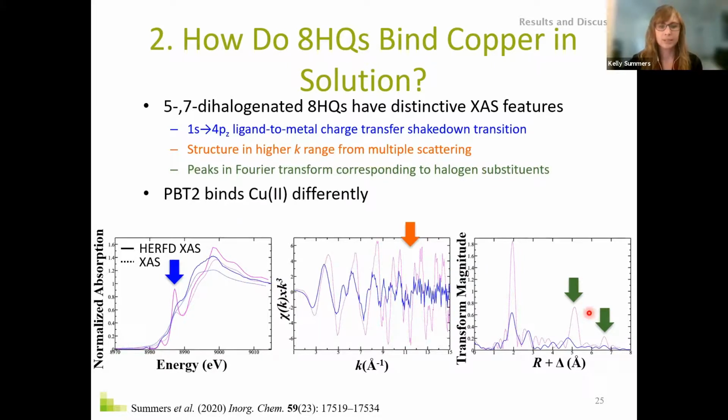When we ran the spectrum of copper-2 PBT2, we noticed right away that these spectra are very strikingly different. So we fairly easily concluded that PBT2 appears to be binding copper very differently than some of these other 8-hydroxyquinoline compounds.